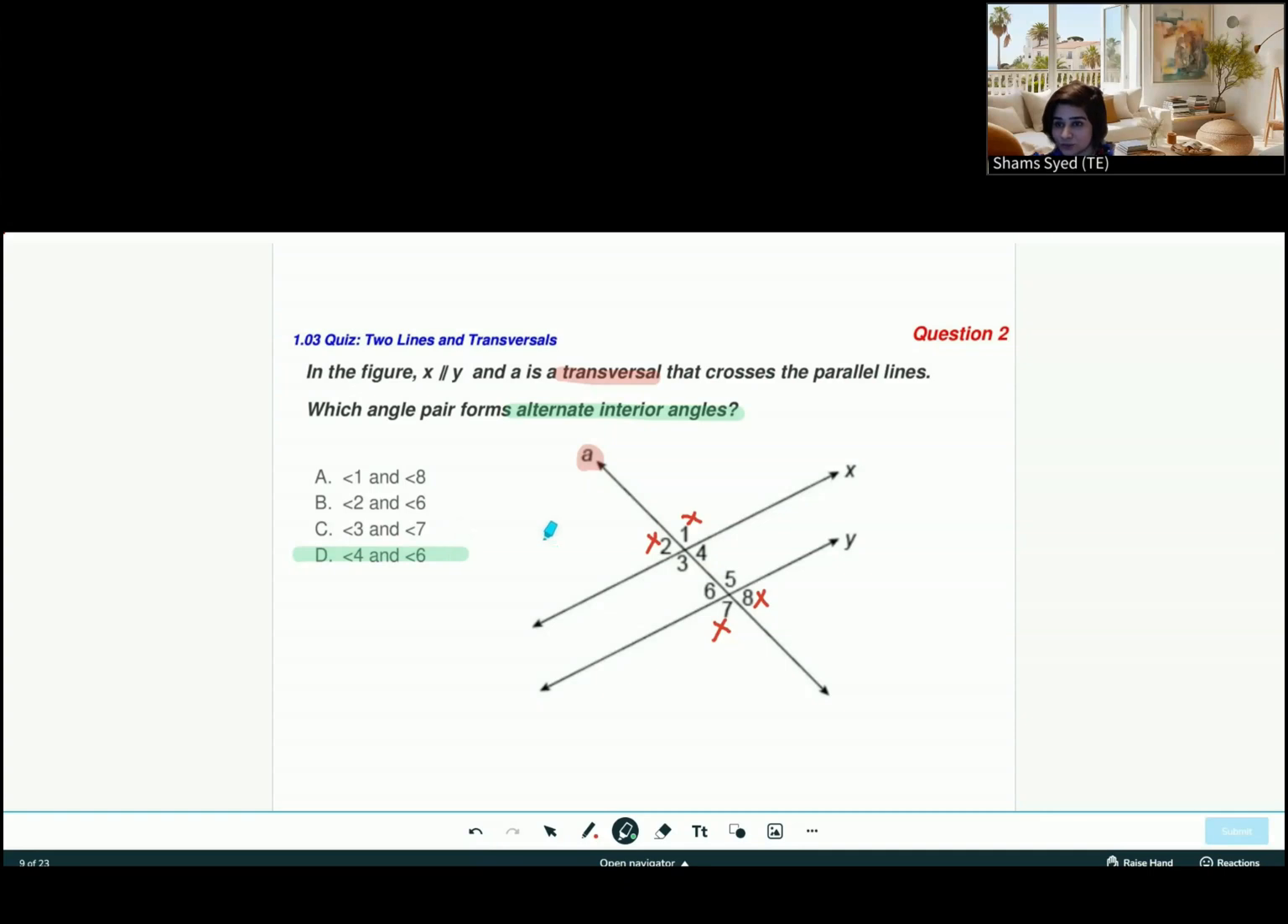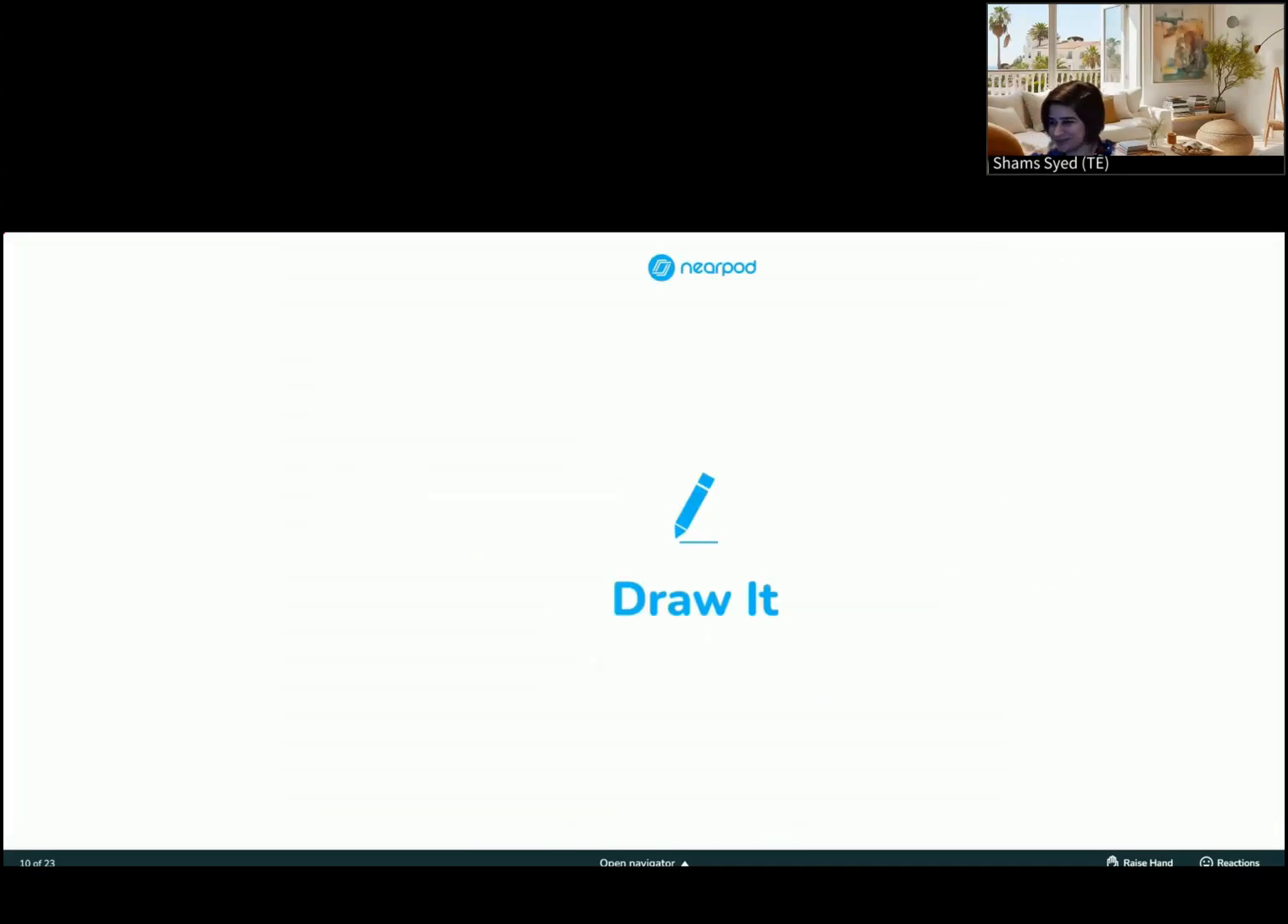Notice angle 4 and angle 6 are interior, they are inside. They're also on the other side of the transversal. See, 4 is to the right side, 6 is to the left side. We can call them alternate interior angles. Okay. One more question 2.